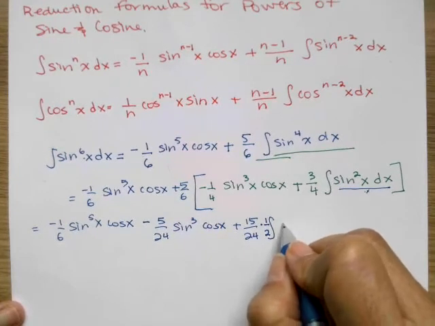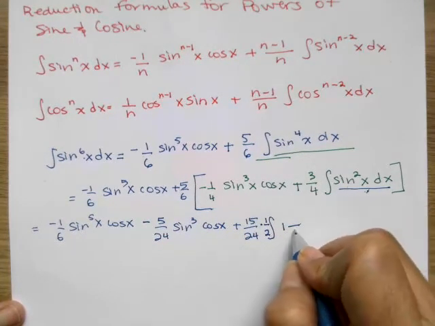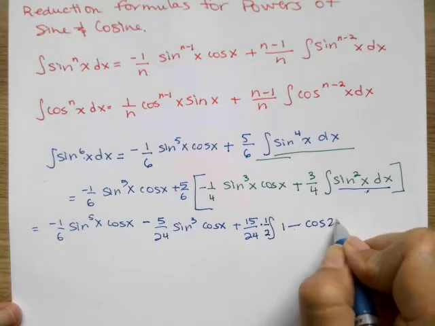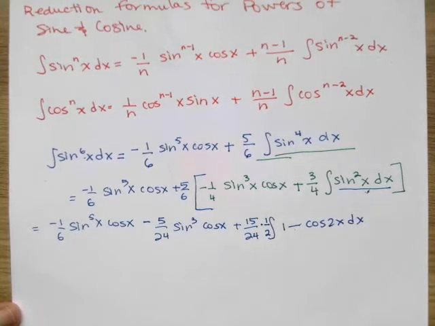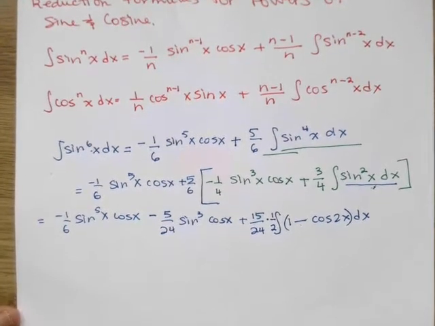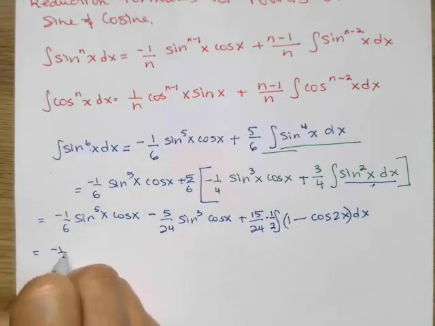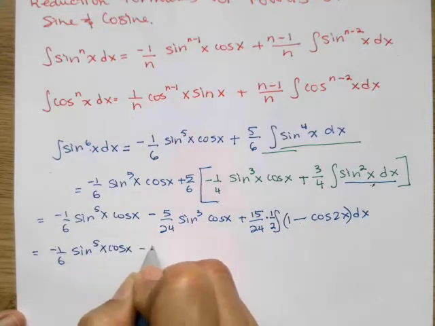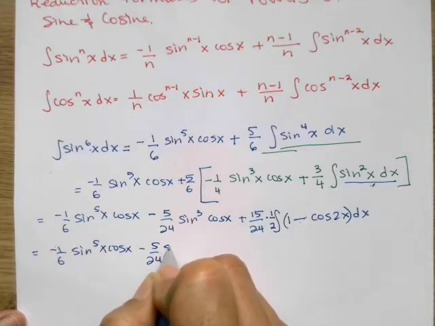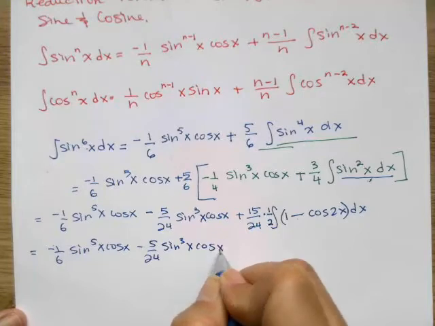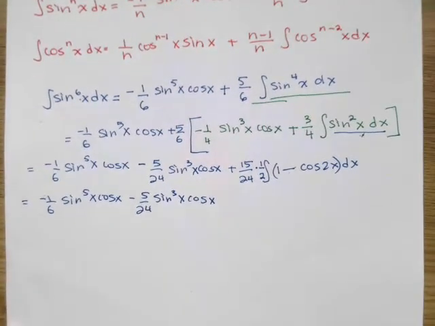And then it's 1 minus, remember, sine, long I for minus, 1 minus cosine 2x dx. So 1 minus cosine 2x is my new integrand. That one I can do. So here we go. Negative 1/6 sine to the 5th x cosine x minus 5/24 sine cubed x. Oh, I left my x off there. Remember your arguments for your trig functions. Just a sine hanging out there without an x is not okay.